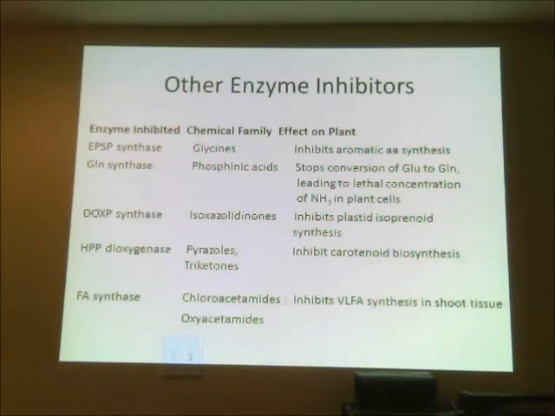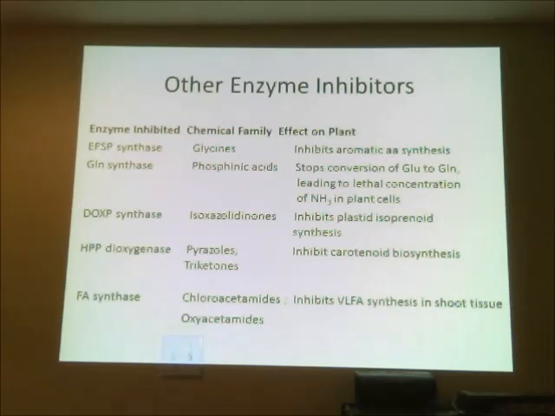And other enzyme inhibitors, the EPSP synthase inhibitors that are shown here. This is the enolpyruvylshikimate 3-phosphate synthase inhibitors, and they inhibit the synthase that enables production of aromatic amino acids. So this first category of compounds prevents the synthesis of things like tyrosine, phenylalanine, and tryptophan, 3 essential amino acids. Again, it means that the plant can't make specific proteins.